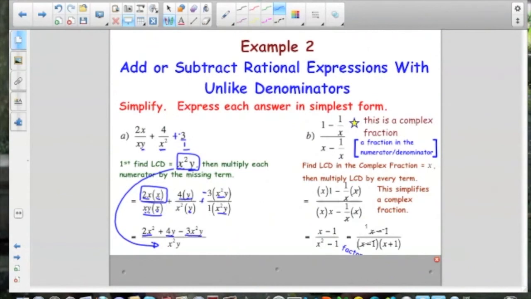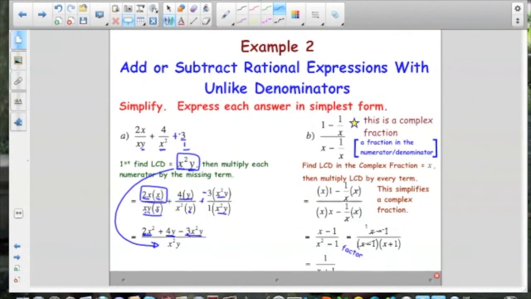Okay, can we factor? It doesn't look like it because there's no y here, and there's no x there, and 3 is a prime number. So that's it. Then our non-permissibles: x cannot equal 0 because of that right there, and y cannot equal 0.